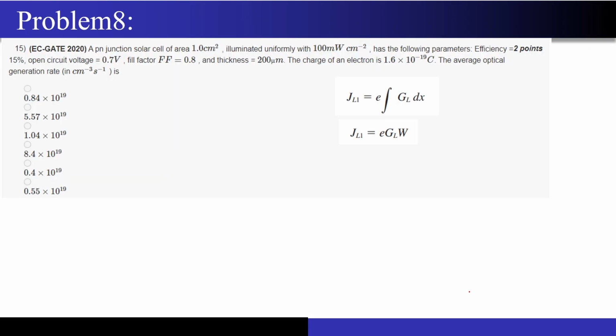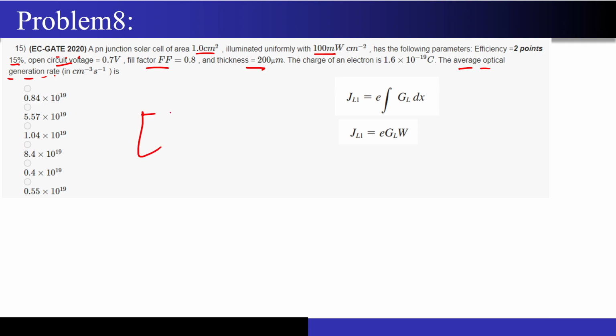Now let's move on to problem number 8, right? Now this is a little bit tricky problem. It came in the GATE exam 2020. A PN junction solar cell of area 1 centimeter square uniformly illuminated with 100 milliwatt per centimeter square intensity has the following parameters. The efficiency has been given to me. Open circuit voltage is given. The fill factor is given. The thickness is also given. The charge of an electron has also been given. They are asking us the average optical generation rate, right?